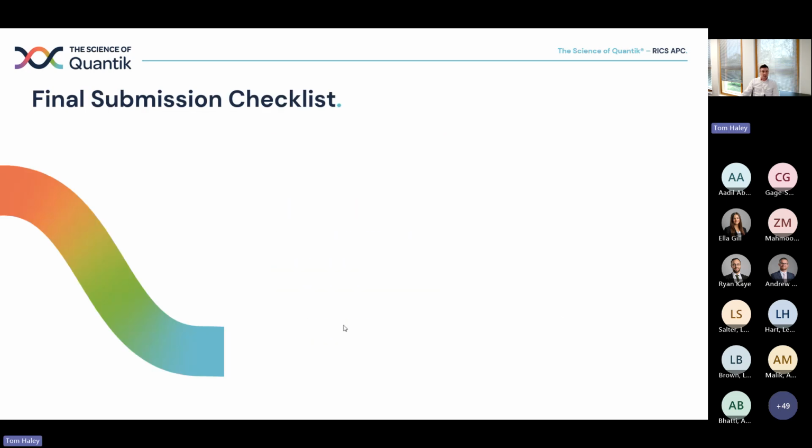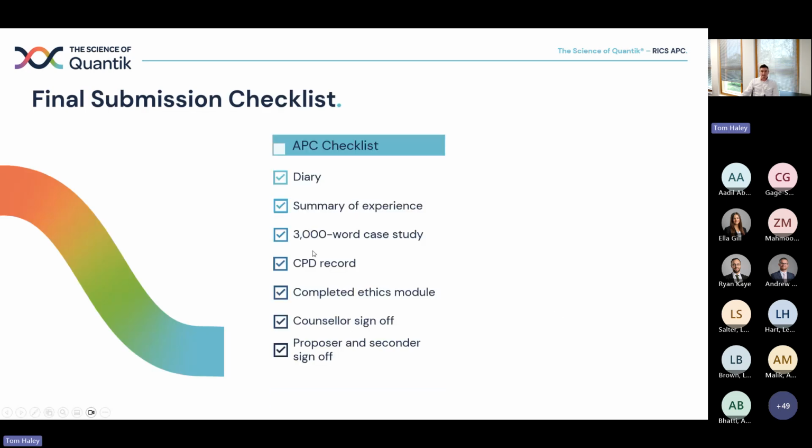And then in terms of final submission, just a quick overview: diary, summary of experience, case study, CPD record, complete the ethics module, council sign off, proposer and seconder sign off. Probably the most important thing is your competence. So your summary of experience will contain your competence, and your case study will be the best example of your competence. That comprises about 50 minutes of your interview.